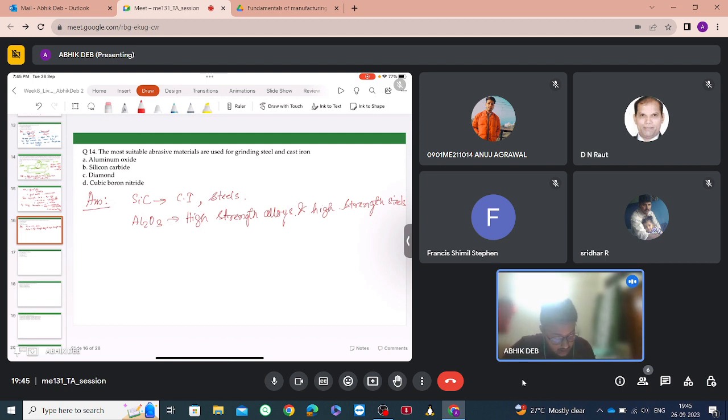Okay, then diamonds are used for ceramics, glasses, cemented carbides. These are used for tools. And cubic boron nitride, or CBN, is used for tool steels and cemented carbide.